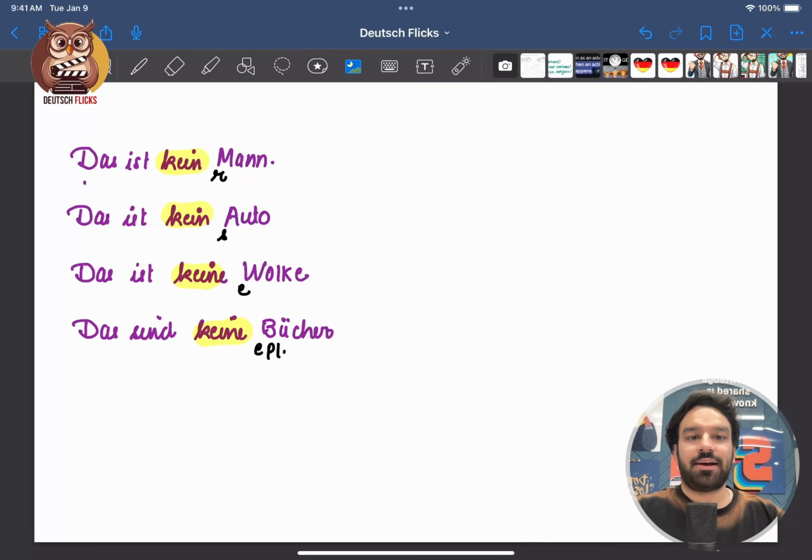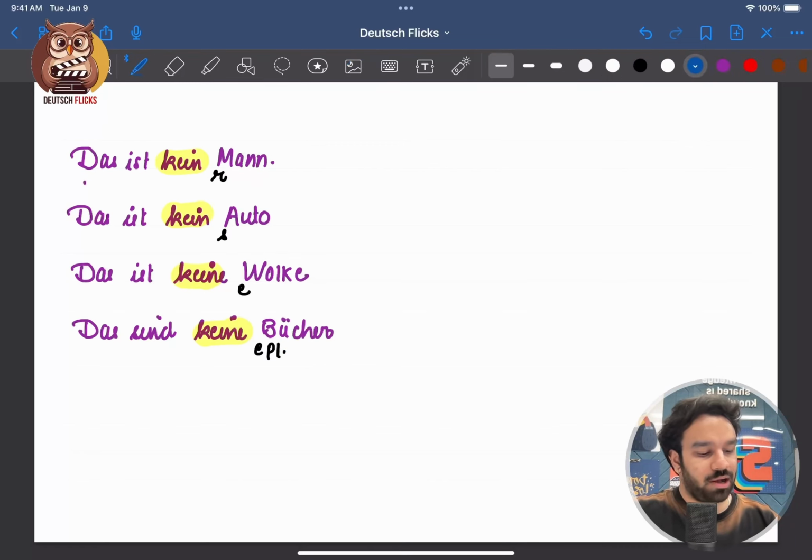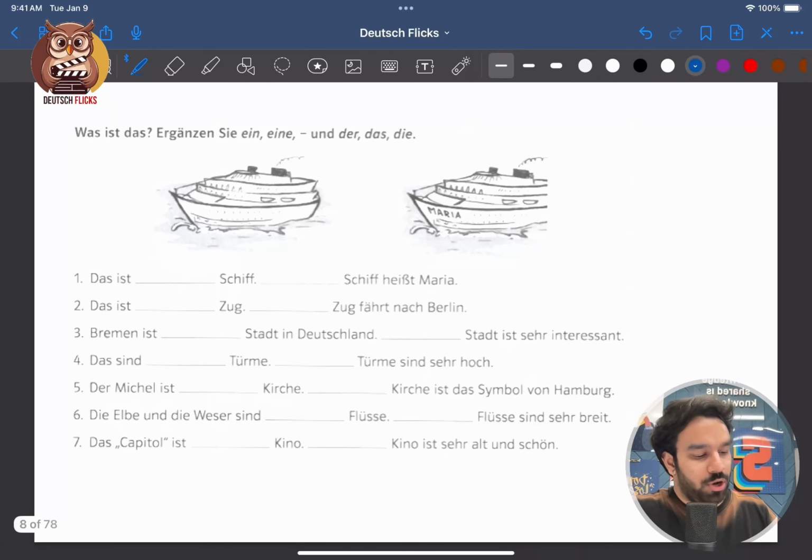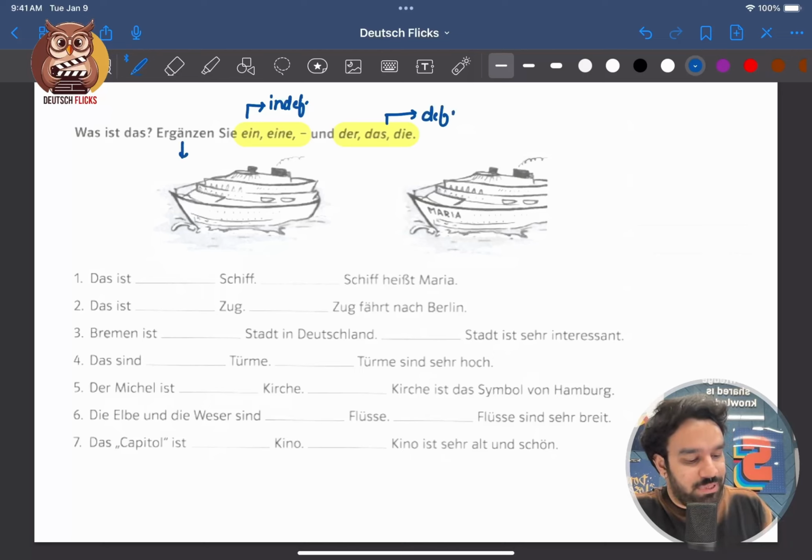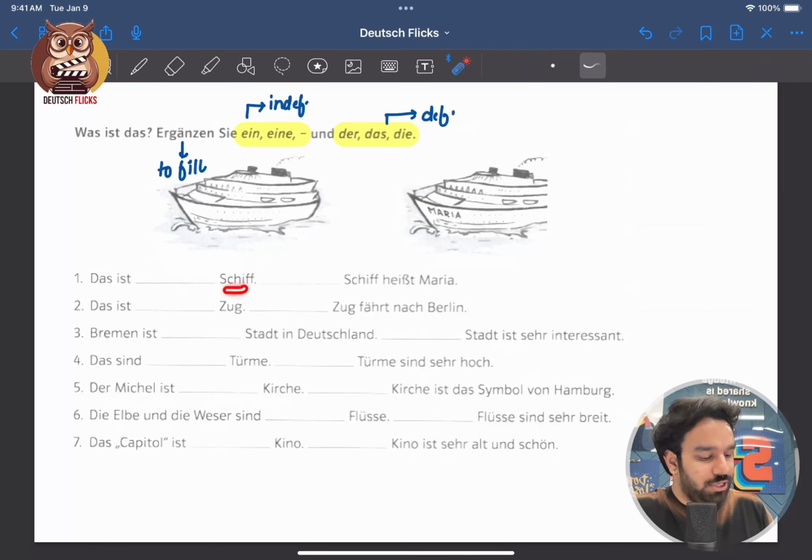Okay, so that's a wrap. Now to test your knowledge, I have come up with an exercise. All you have to do is decide whether to go for indefinite articles or to go with definite ones. So ein, eine, nichts are your indefinite articles and der, das, die definite articles. Ergänzen means to fill. Now for the original article of the noun, you can use the dictionary. We'll discuss the answers after 5 seconds.